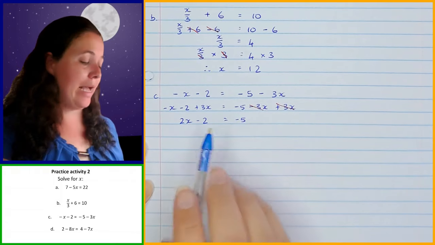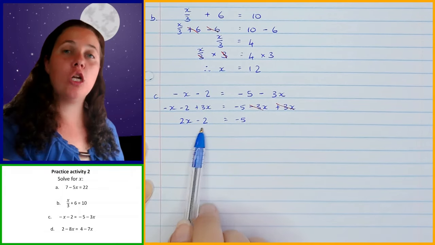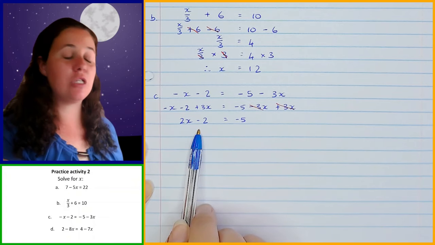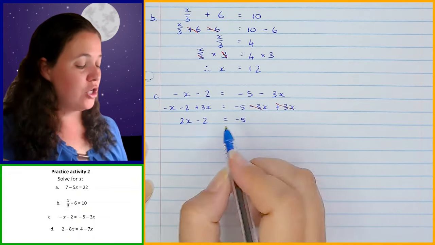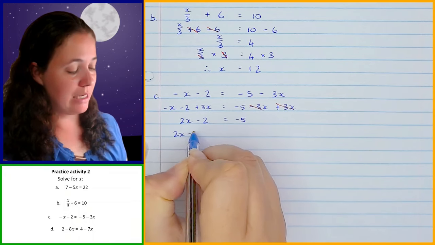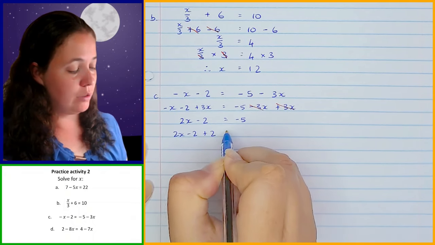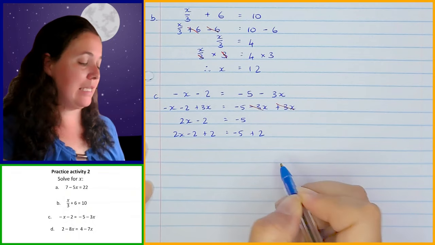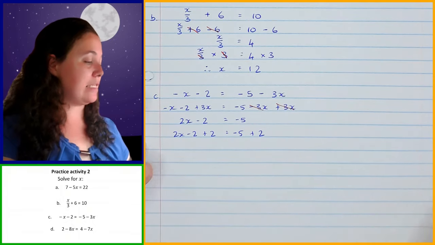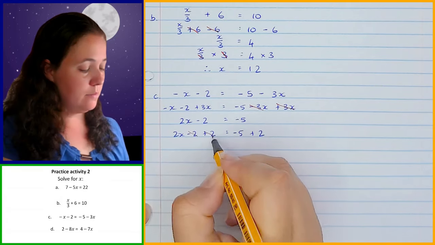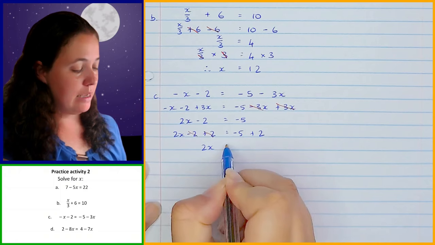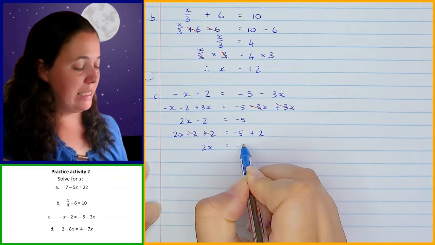Now I'm going to go and get rid of any constants that are on the left-hand side. So I want to get rid of this minus 2, and to do that I'm going to add 2. So I'm going to say 2x minus 2 plus 2 equal to negative 5 plus 2. I have to do the same thing on both sides again. So these are going to cancel out, leaving me with just 2x equal to negative 5 plus 2, which is negative 3.